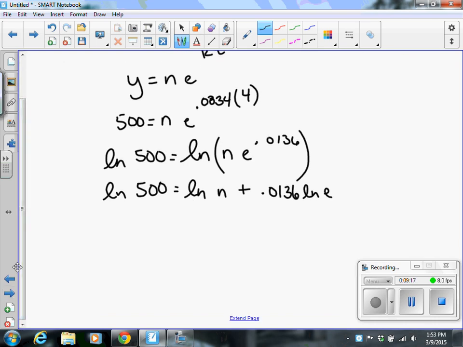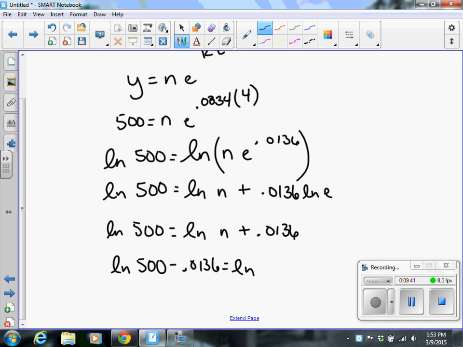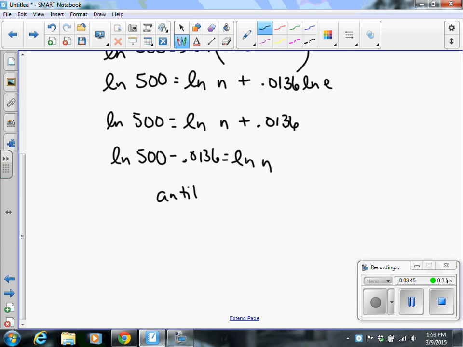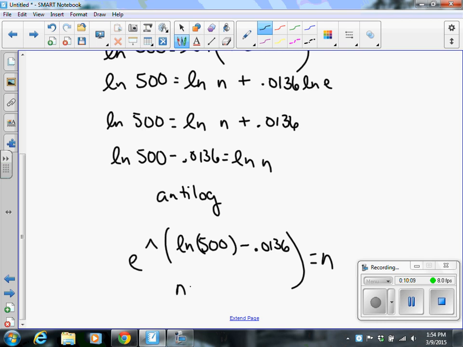So now I know this is the natural log of 500 equals the natural log of n plus 0.0136. I know a natural log of e actually just eliminates. So I'm going to move that over. ln 500 minus 0.0136 equals the natural log of n. I know this is an anti-log, so I know that it's e to the power of the natural log of 500 minus 0.0136. So I'm going to go ahead and plug that in. Notice my parentheses, I have to close them. A lot of people were struggling the other day with how to figure that out. n therefore equals 493.2.